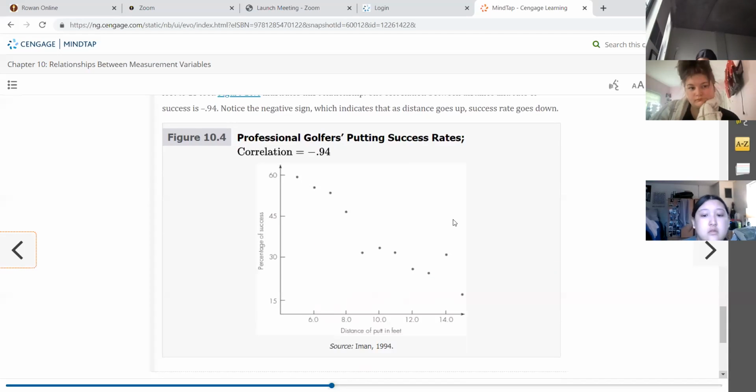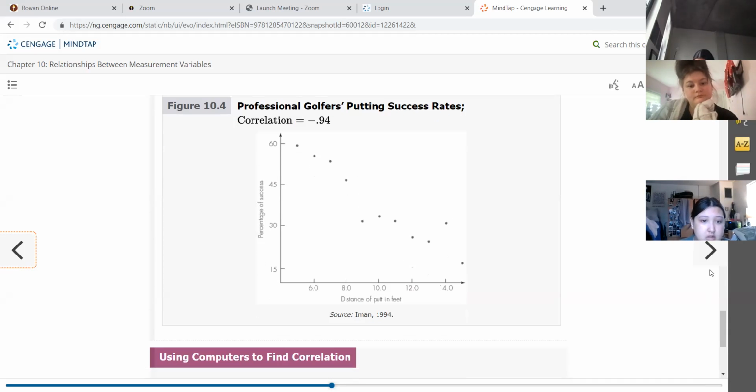Okay. Here's a strong negative relationship. The distance of the putt in feet and the percentage of success. This is golf, right? You know from golf, hopefully you know a little bit about golf, that the shorter the distance to hit the ball in, the more successful you should be, right? You should expect the percentage to go up as the putting distance gets smaller. So this is an inverse relationship, and you can see it's close to -1. It's a strong negative relationship, close to -1.